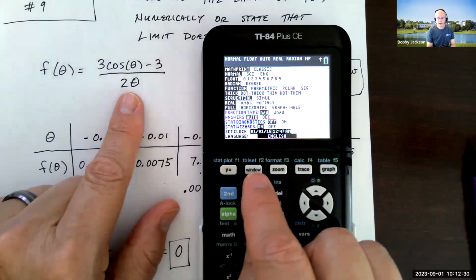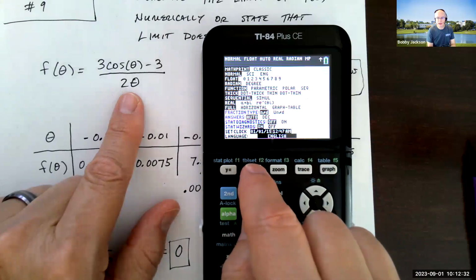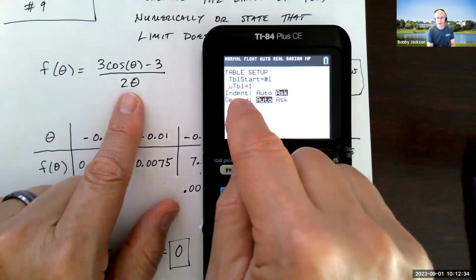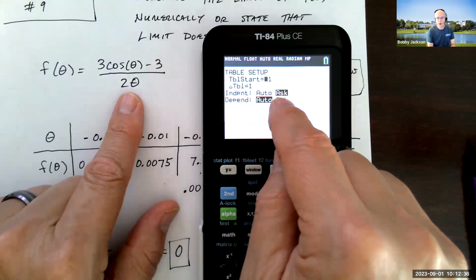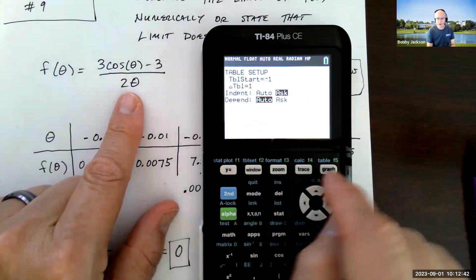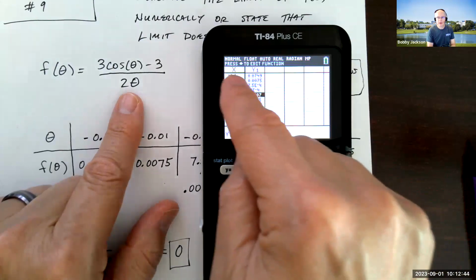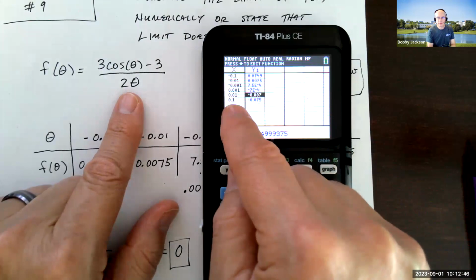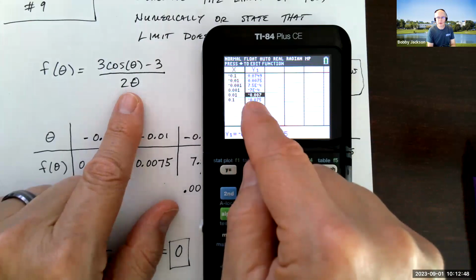So again, I use the table feature, TBL set. If you go there, make sure my independent variable is in the ask mode. So highlight that. And my dependent variable is auto. And I go to the table then, and I can manually type in my values. So here I've typed in my values. This is the corresponding output.